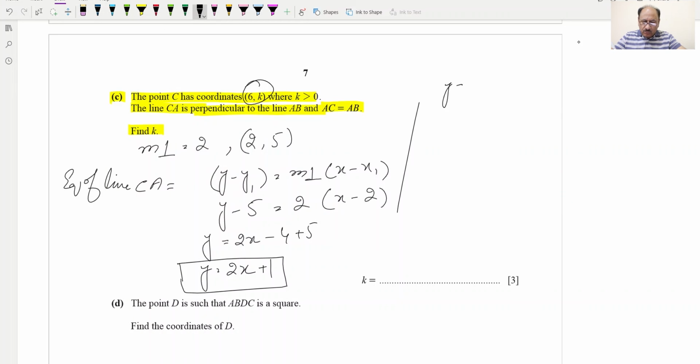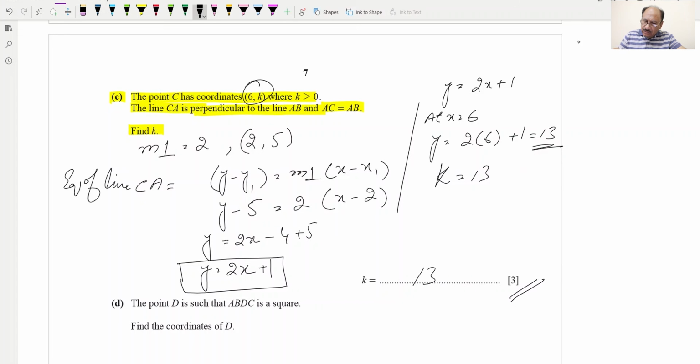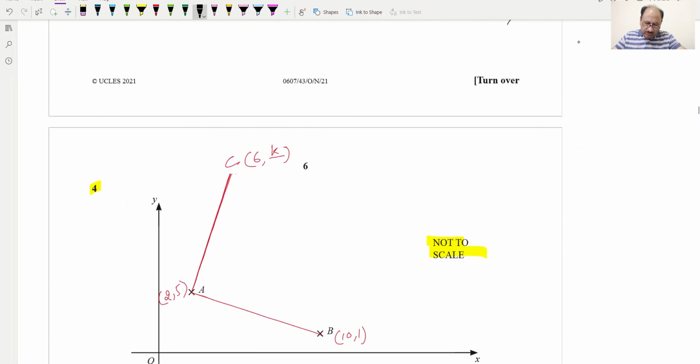The point C is on this line, so it should satisfy the equation y is equal to 2x plus 1. So if we replace x is equal to 6, we will get the y value. So y is equal to 2 into 6 plus 1, which is equal to 12 plus 1, which is 13. So the y value will be 13. So it means k is equal to 13. This is a 3-mark question. We got 13 for this k. I'm just going to replace it with 13. So these are the coordinates of C. Now we have the complete coordinates of C.